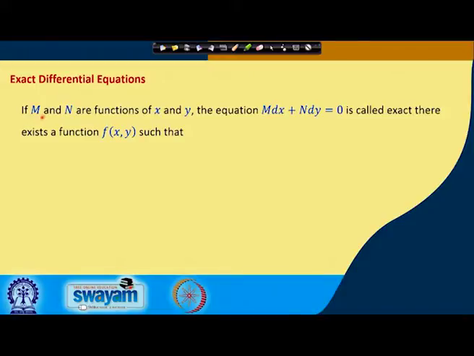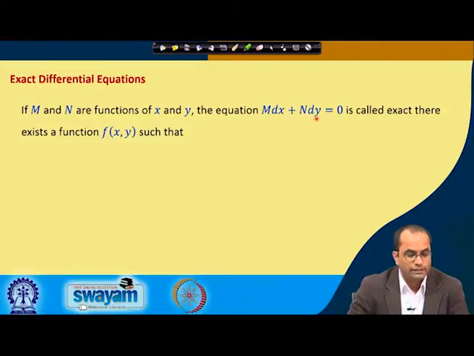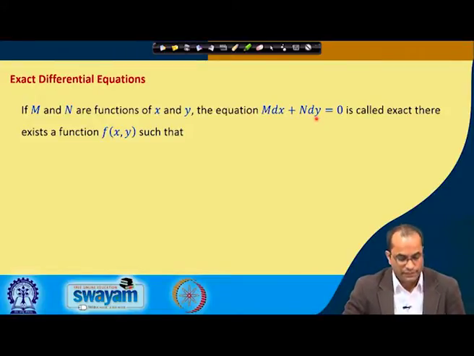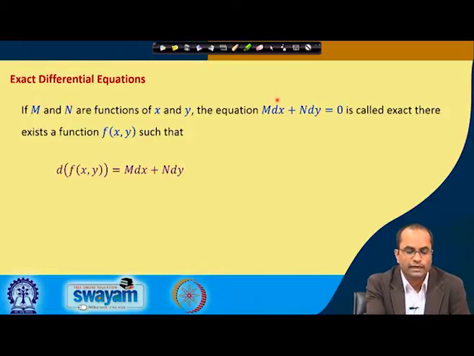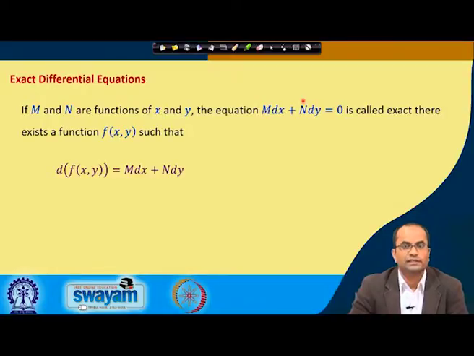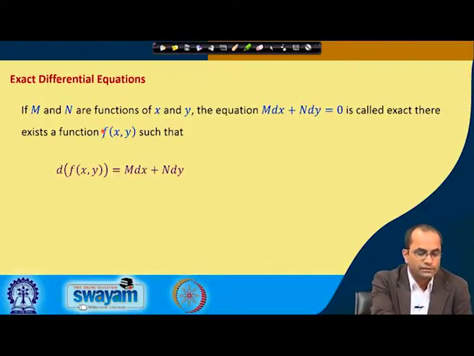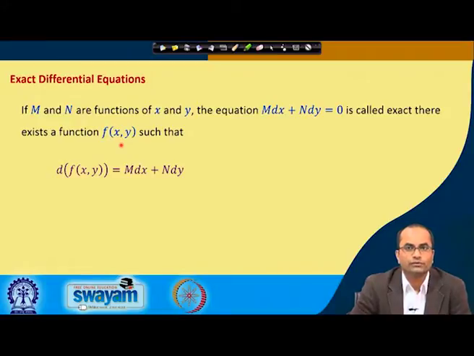If M and N are functions of x and y, then the equation M dx plus N dy is called exact if there exists a function f of x, y such that the differential of this function, df(x, y), is equal to exactly the left hand side, M dx plus N dy. So, there exists a function f(x, y), a function of two variables, whose differential is exactly M dx plus N dy.